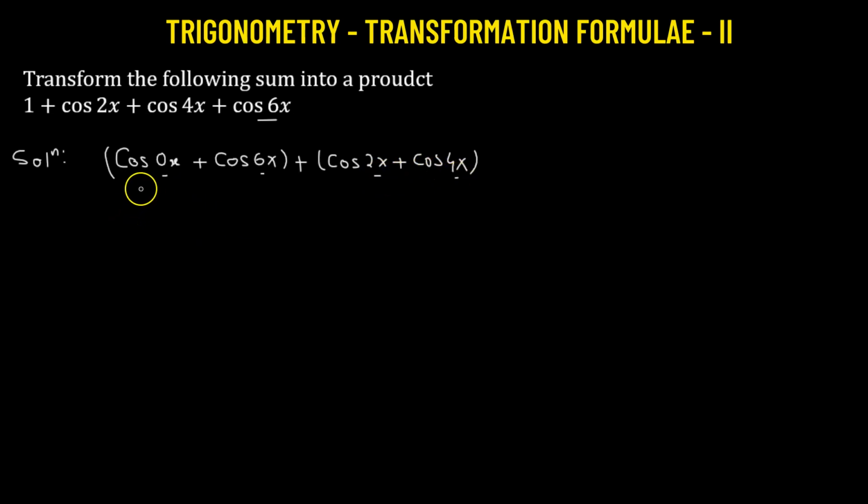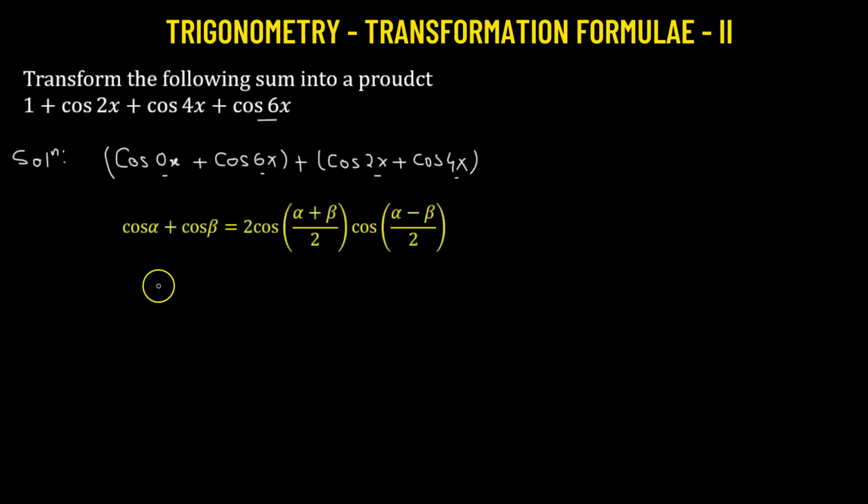Now what we have to do is use the transformation formula to add the two sums. So let's state the specific transformation formula that we will be using here. When we have the sum of two cosine functions, that transforms to the product of two cosine functions. So let us begin by applying this particular transformation formula. Here we will treat 0 to be alpha and 6 to be beta. And for the second sum, we will treat 2x to be alpha and 4x to be beta.